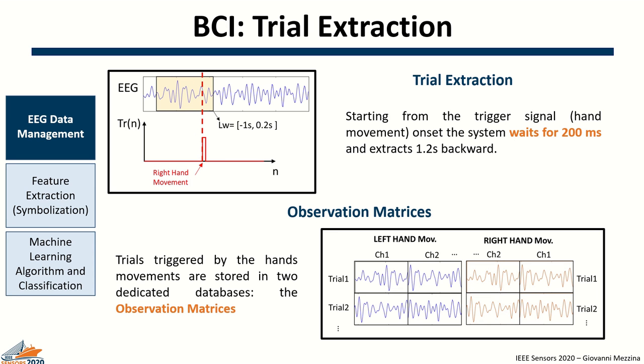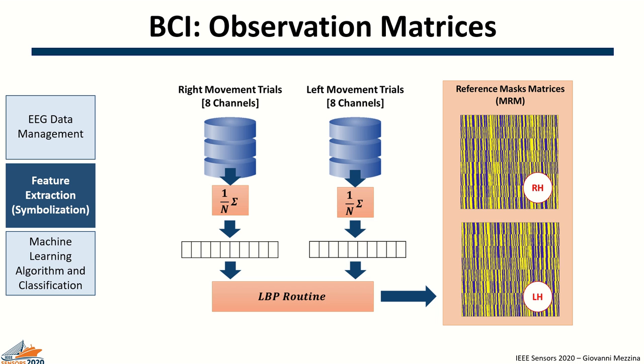During the offline machine learning stage, the extracted trials are organized in two observation matrices, one for the left-hand movements and one for the right-hand ones. During the real-time classification, any extracted trials are directly redirected to the feature extraction stage, skipping the observation matrices step.